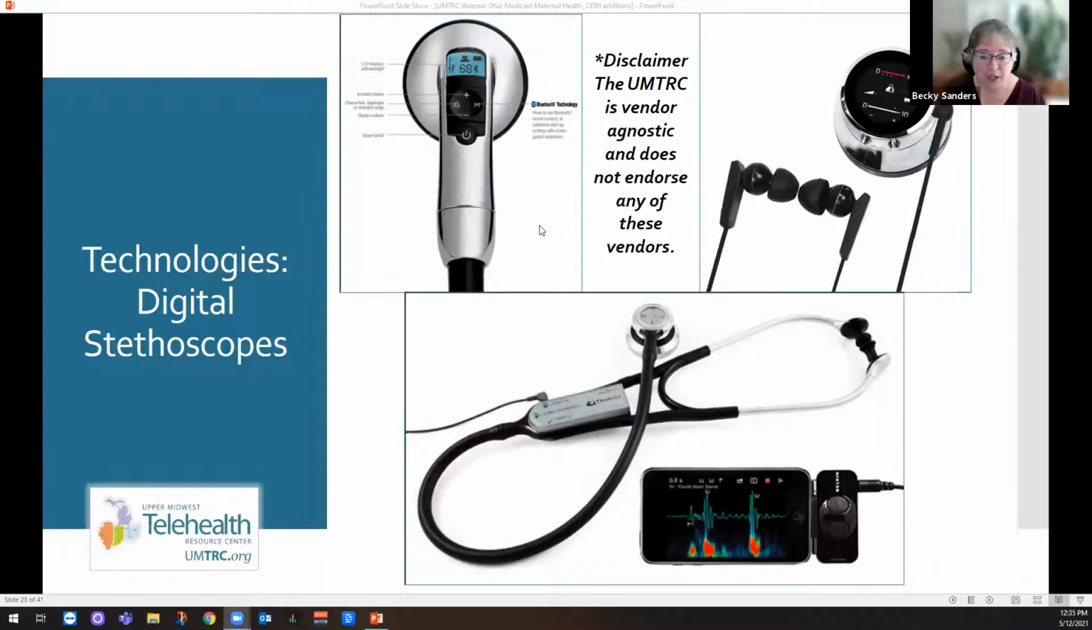Digital stethoscopes. These are the top 3, again, being vendor agnostic. These are the top 3 stethoscopes that we hear about being used a lot today. They all have Bluetooth technology: the Littmann, the Eko, and the ThinkLabs. And for some of them, there are apps on smartphones that you can plug in and actually see that heart and lung data on your cell phone.